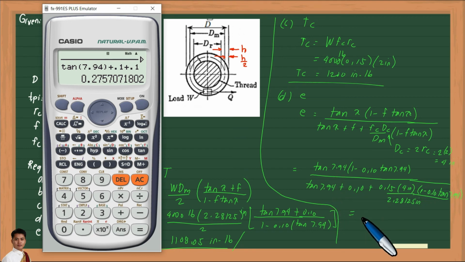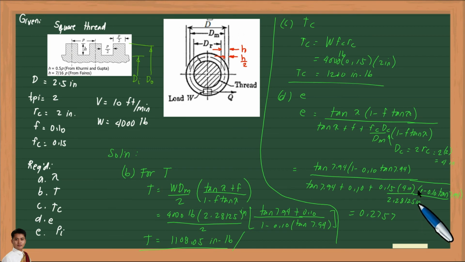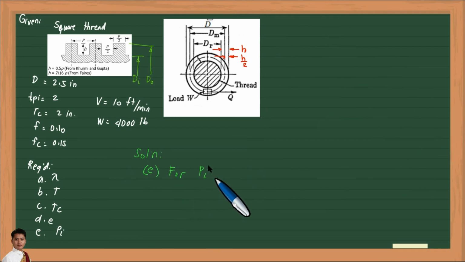So, masasolve natin yung E dito na 0.2757 or this is equal to 27.57%. So, multiply lang natin ito ng 100%. Then, last unknown, P sub I.